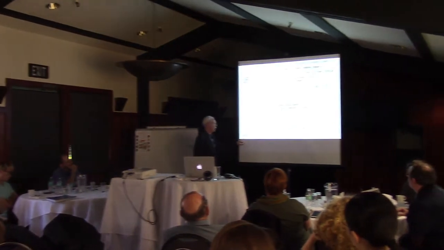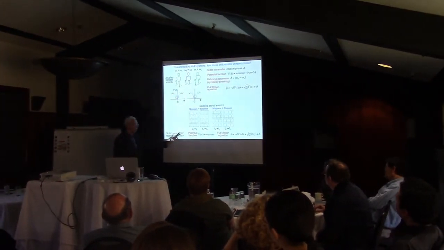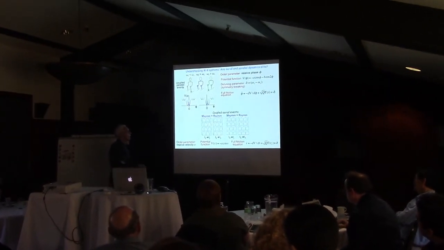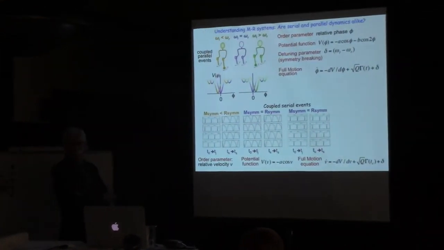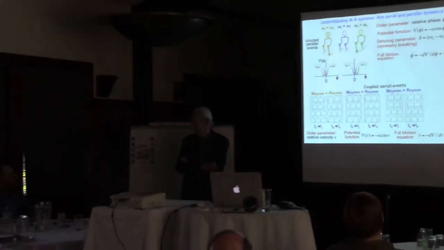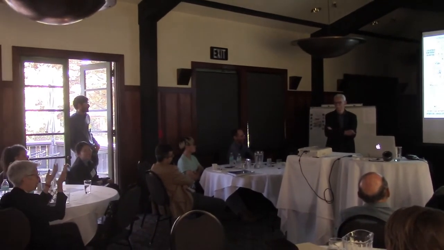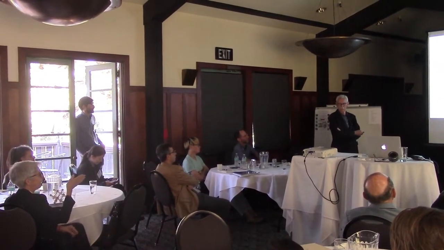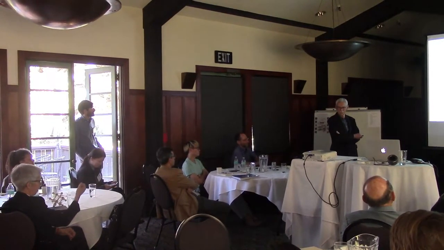The order parameter is relative velocity in this particular case. We have a potential function and we have a motion equation for this particular circumstance. And here, Professor Carello, so now you have broken the symmetry between measure and report, in a way that is analogous to the pendulums above. So this one is in goldenrod. And in this case, measure is secondary symmetry, report is primary symmetry.